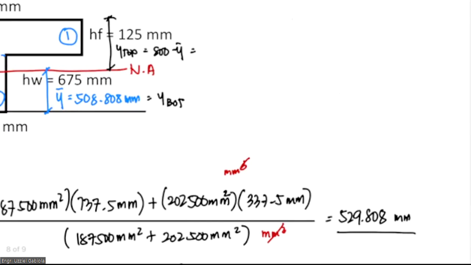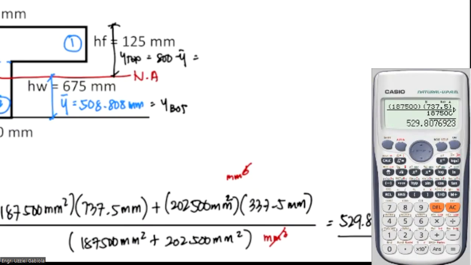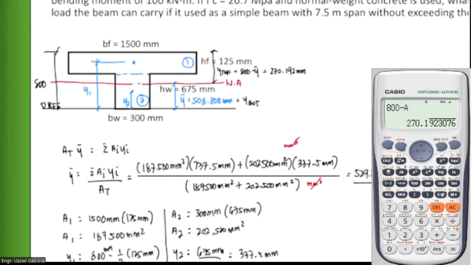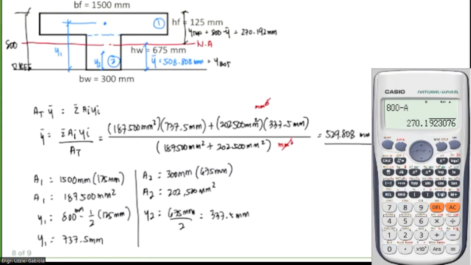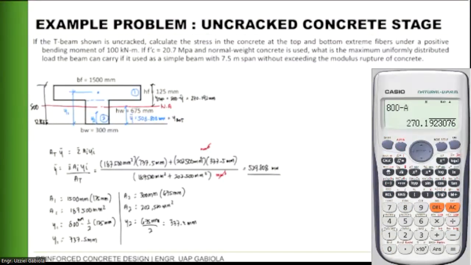So showing it here. Okay, so let me store this value in one of our letters. So 800 minus the stored value. Okay, so we have 270.192. Okay, so that is our y top and y bottom, or the distances of our extreme fibers. So why do we need to get that? Because we are tasked to get the value of our stresses at the top and bottom extreme fibers. And we will use that on the formula for the bending stress.